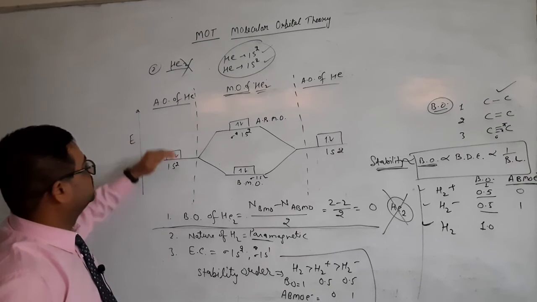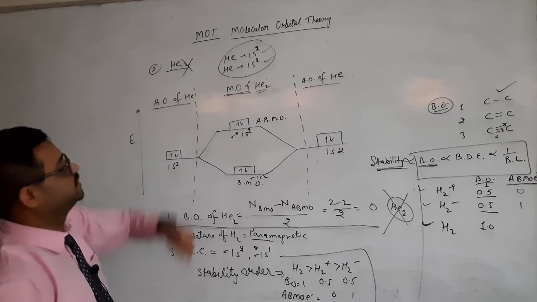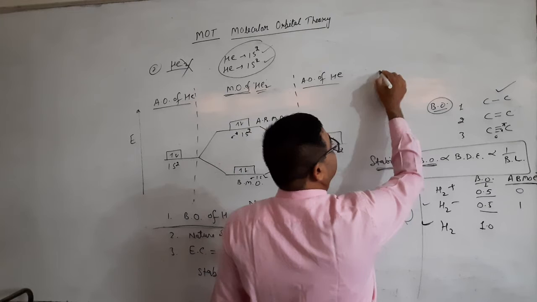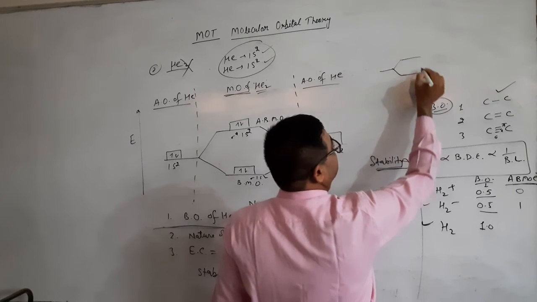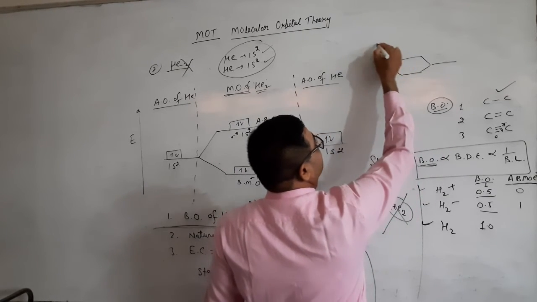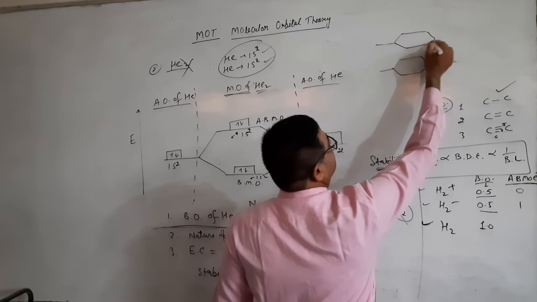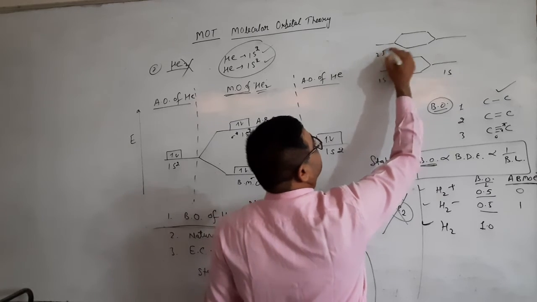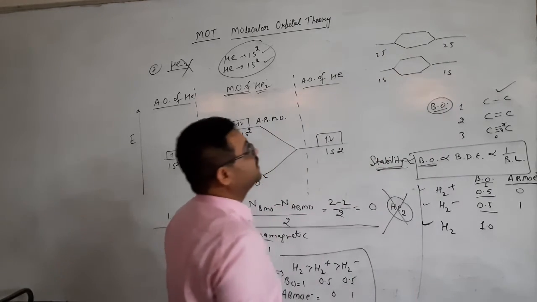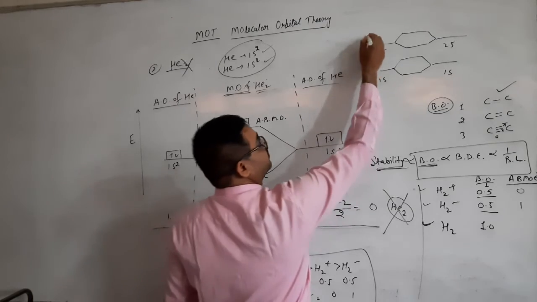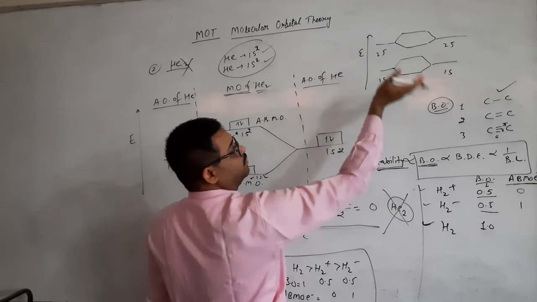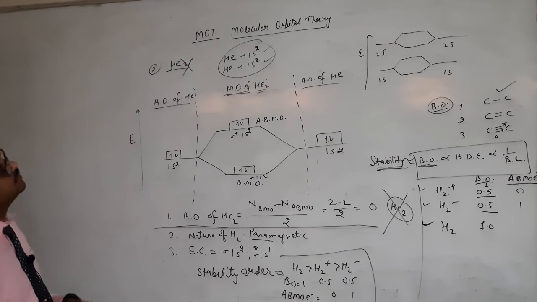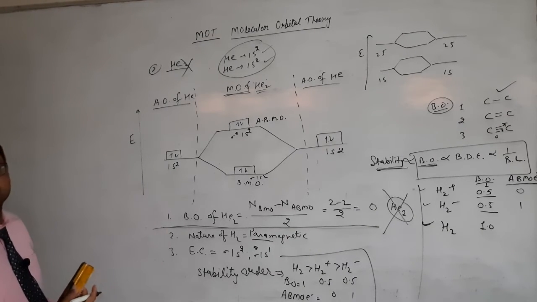If 1s and 2s are coming in, then you can take it this way. 1s you can make like this, then 2s you can make like this. So this is 1s, 1s, 2s, 2s. Clear? Increasing order of energy will be like this, and you can prepare it like that. The MO diagram can be prepared like that. Clear? So I hope you will prepare it.